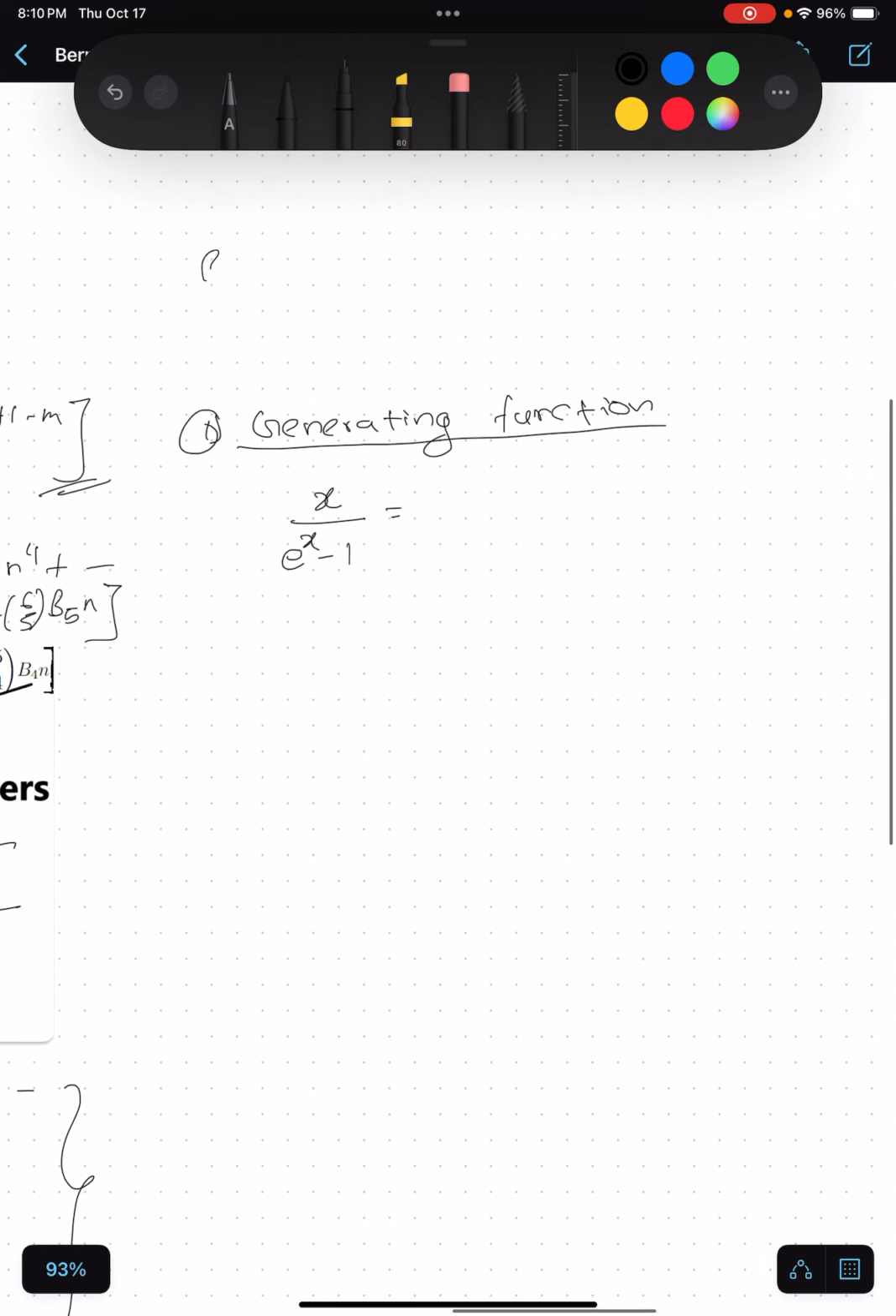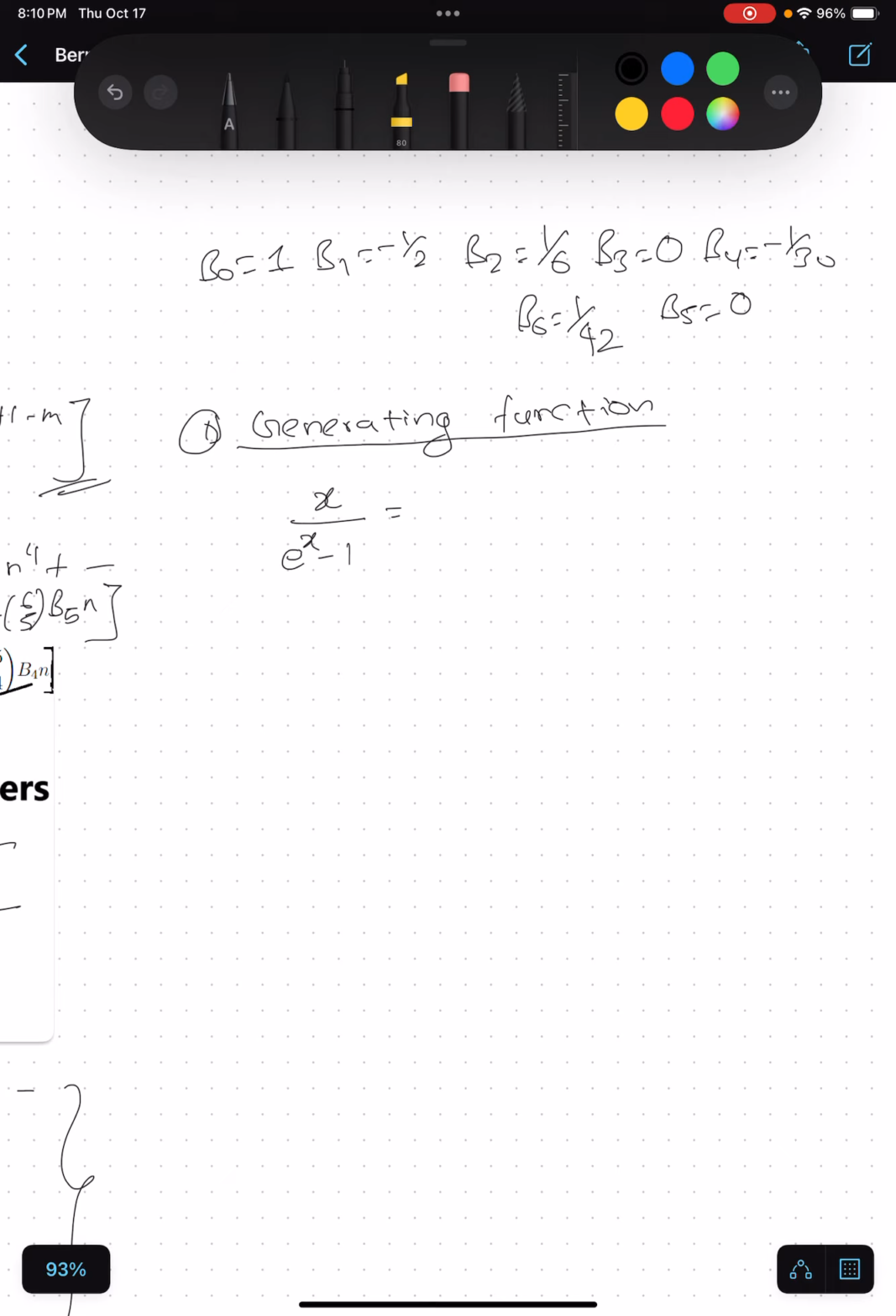Bernoulli number of 0 is 1. Bernoulli number of 1 is minus half. Bernoulli number of 2 is 1/6. Bernoulli number of 3 is 0. 4 is minus 1 by 30. 5 is 0. 6 is 1 by 42. This will be helpful.